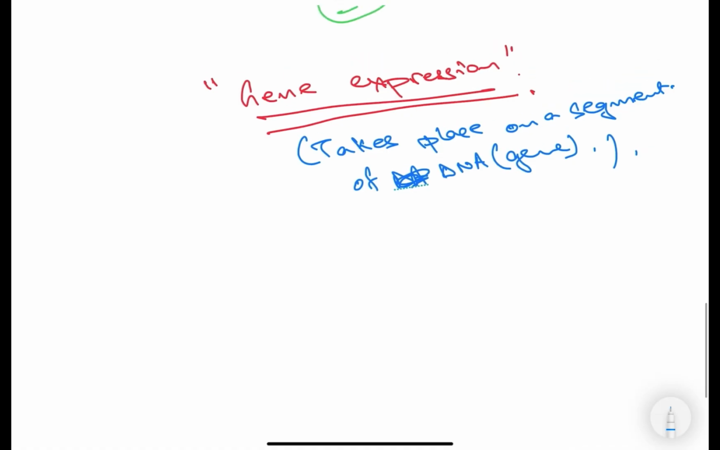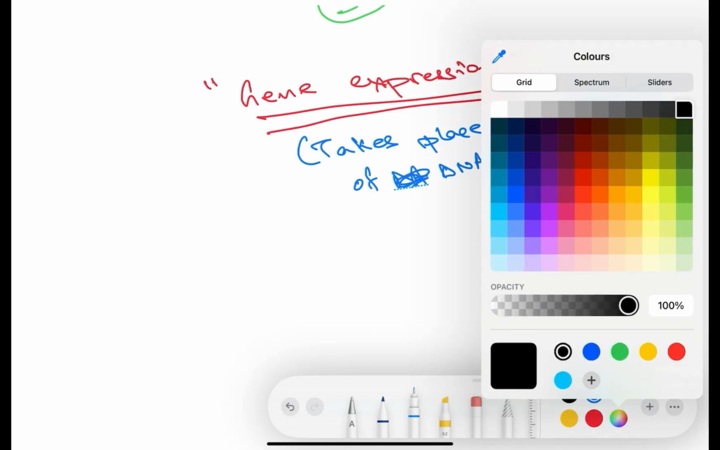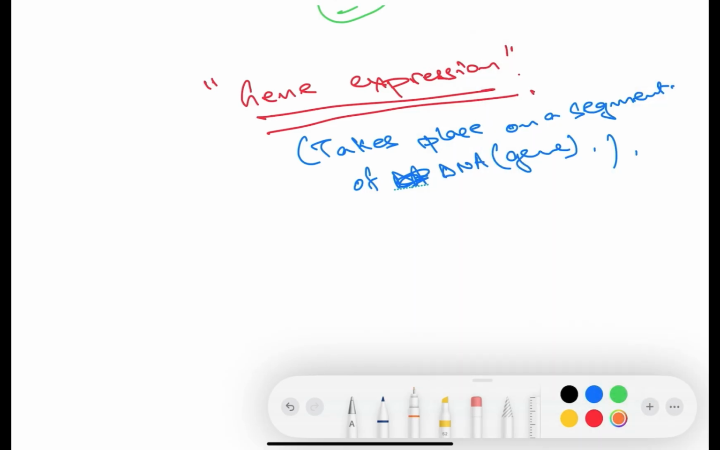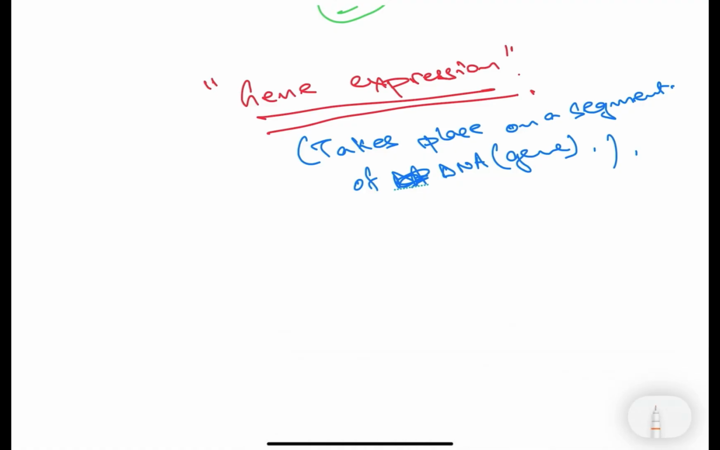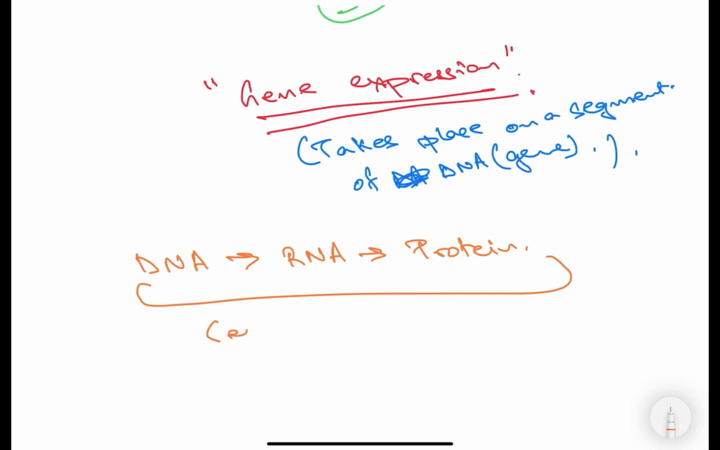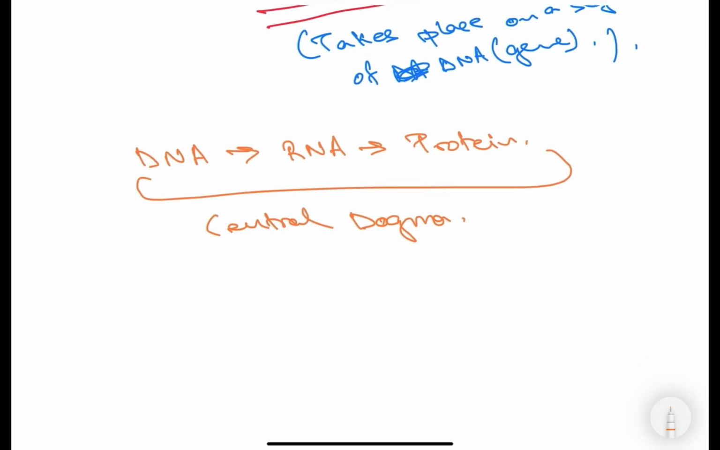So this primary flow of genetic information within a biological system, that is from DNA to RNA to protein, it's called central dogma, and it was proposed by Francis Crick.